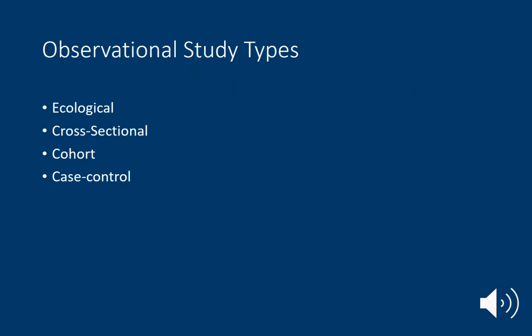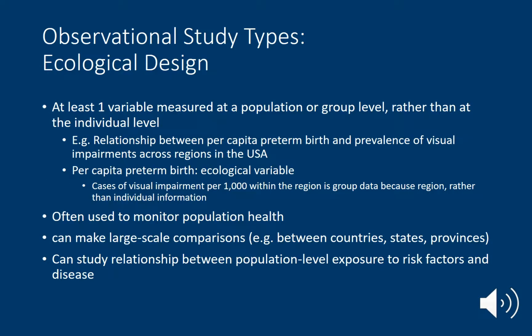There are also a number of observational studies: ecological, cross-sectional, cohort, and case control. So in ecological studies, oftentimes this is used for studying at least one variable at the population level rather than at an individual level. And it's often used to monitor population health. It enables us to make large-scale comparisons, for example, between countries, states, or provinces, and it lets us study the relationship between population-level exposure to risk factors.